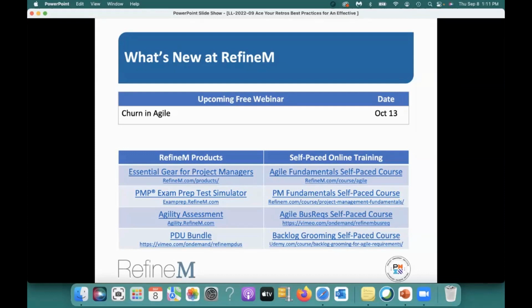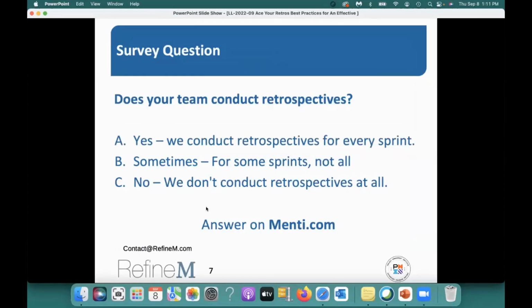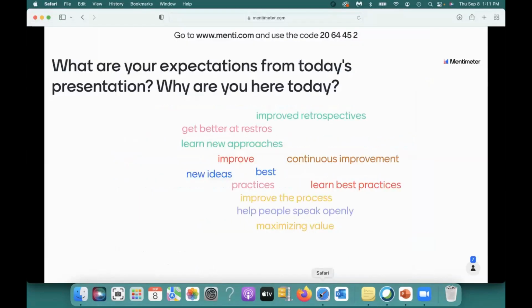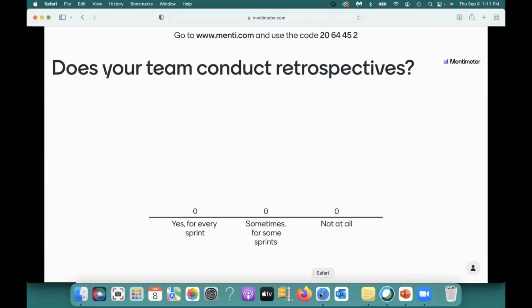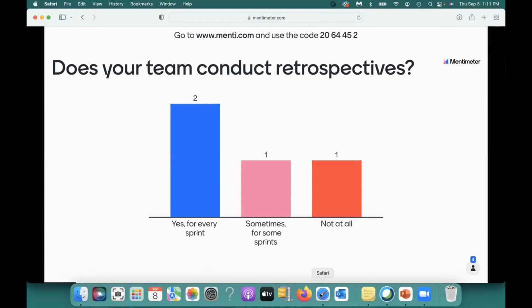Okay, all right. So another question. Let's get back to the mentee. Let's see, about retrospective. Does your team conduct retrospectives? Okay, you got very good. Not at all. Okay. Anybody else? Okay. Two more responses.